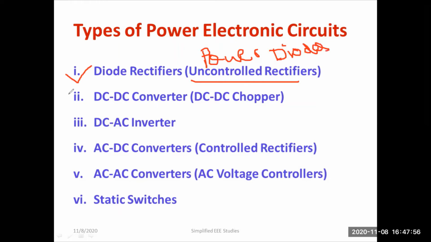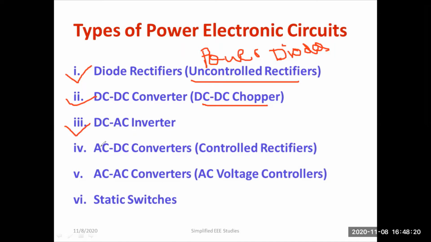Okay. The second type of power electronic circuits is the DC to DC converter. It is also known as DC-DC choppers. You are able to step up and step down the DC supply. It is also known as the fixed supply to variable supply converter. The third one is known as the DC-AC inverter, or you can call it DC-AC converter.